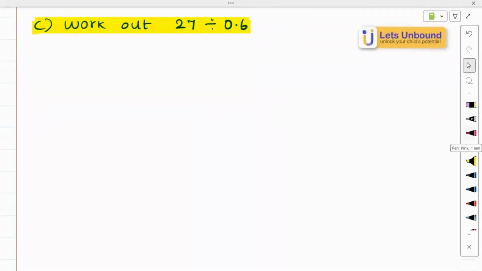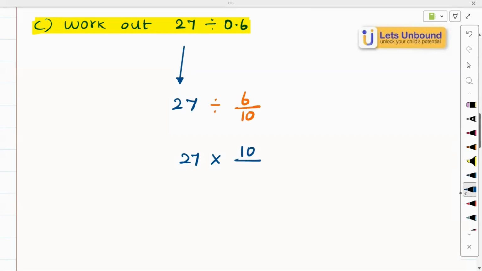Work out 27 divided by 0.6. In decimal division also, instead of doing the division directly, I'm going to convert this decimal to a fraction and perform it. Let's see how. The first number is not at all a problem. Just copy it as it is, 27. Divide I can't do directly, so let me put divide. 0.6 you can write as 6 by 10. That is the decimal to fraction basic. Then 27. Division we can't do when a fraction is involved, so change to multiply. And 6 by 10 will get reciprocated to 10 over 6.